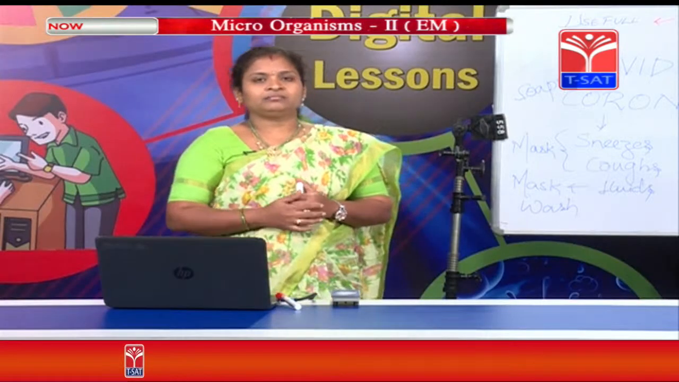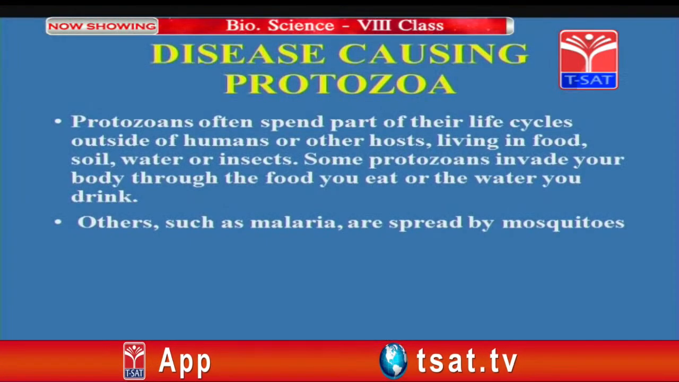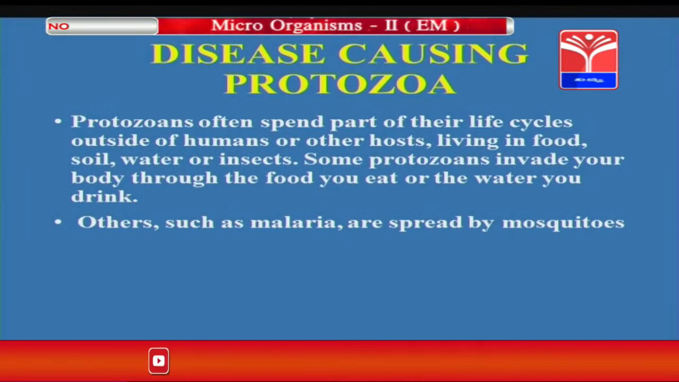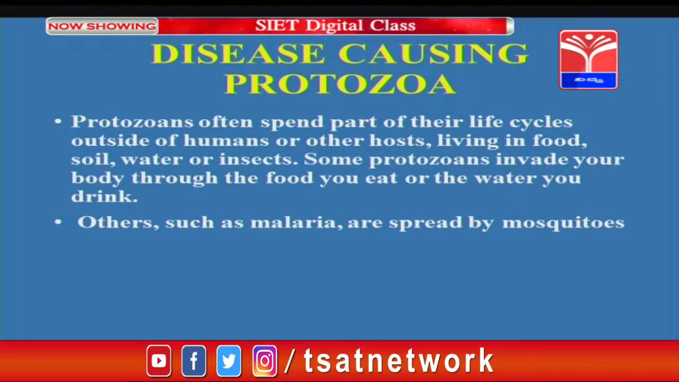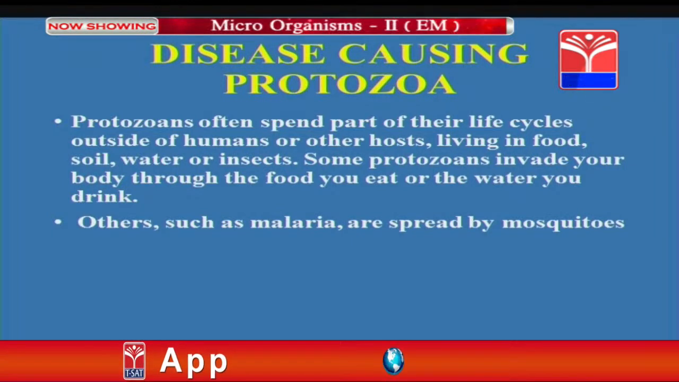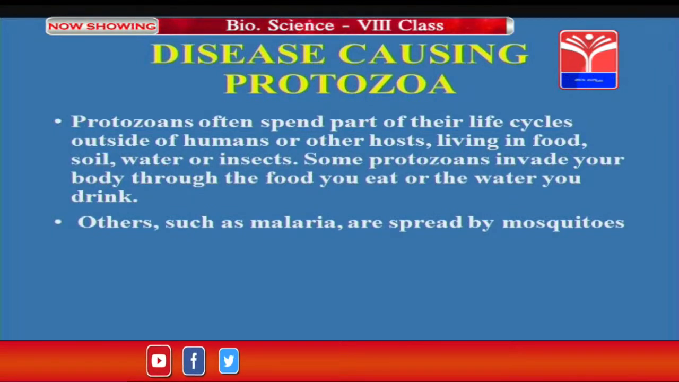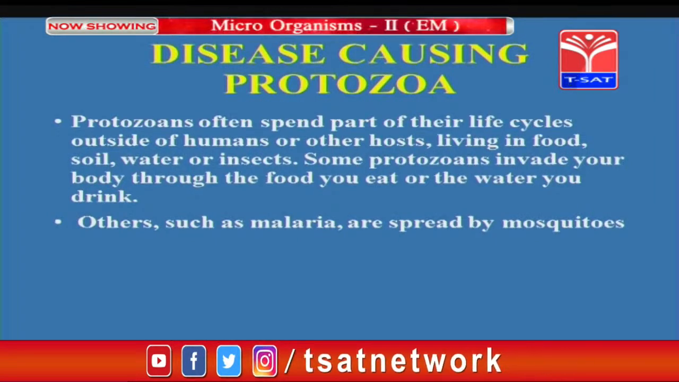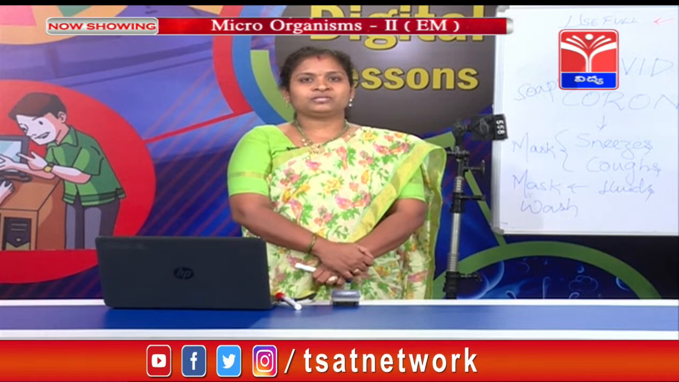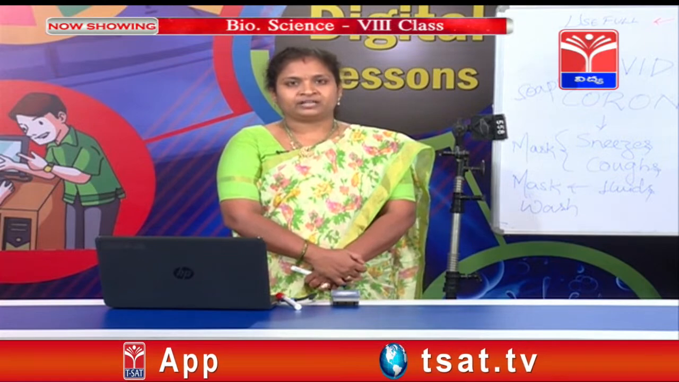So, children, let us come to another type of disease caused by protozoans. Protozoans are also minute microorganisms. These protozoans enter our body and disturb our metabolic activities. Some protozoans cause deadly diseases like malaria, elephantiasis, ascariasis. So, these are all different diseases caused by protozoans. Children, these protozoans are carried from one person to another by vectors.